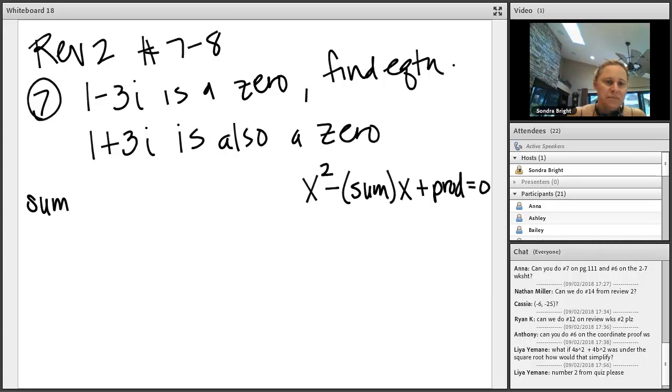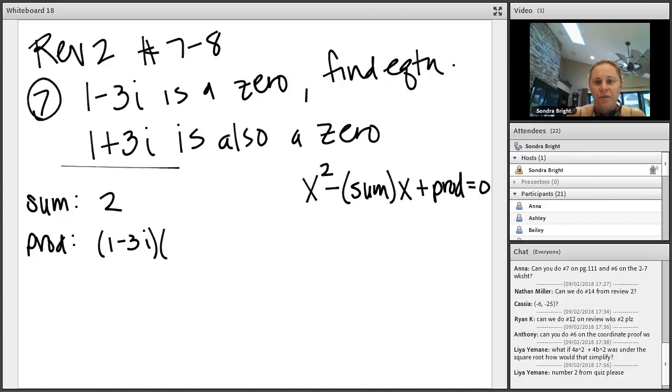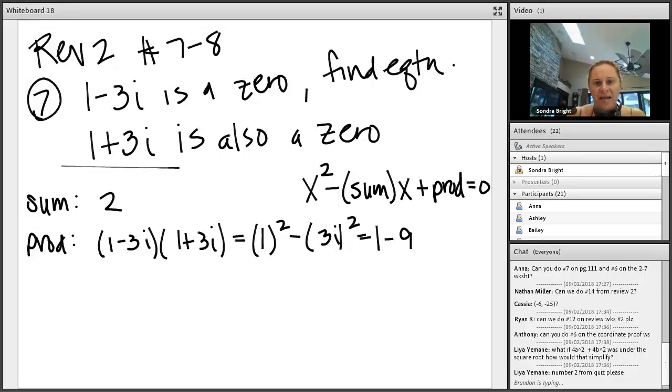And so you find the sum. That would be adding them together. If you add these 2 guys together, the 3 i's cancel, and you're just left with 2. The product, what's nice is you're multiplying conjugates. And so what you end up having is the first guy squared minus the second guy squared. So 1 squared minus 3i quantity squared, which is a 1 minus 9i squared. And if you remember, i squared is -1. This ends up giving you a 1 plus 9, which is 10.